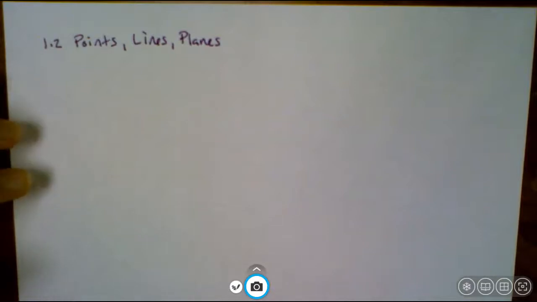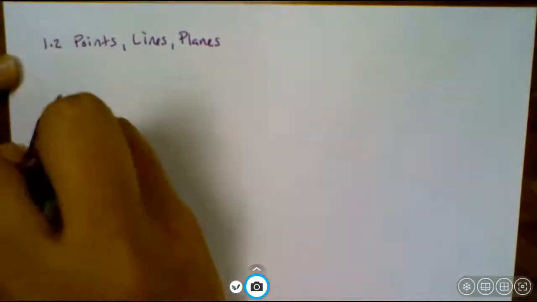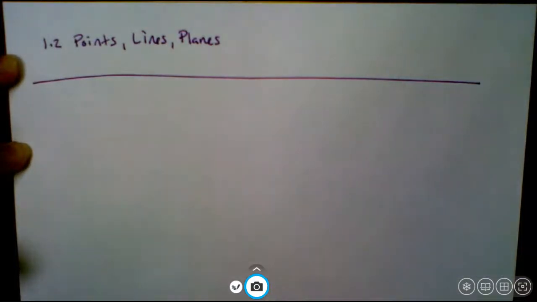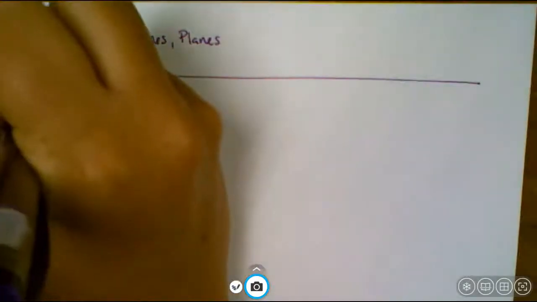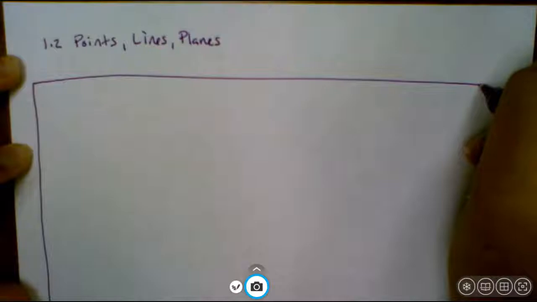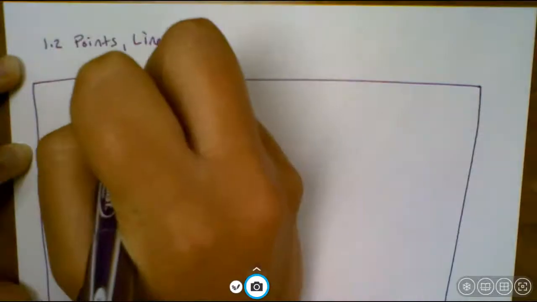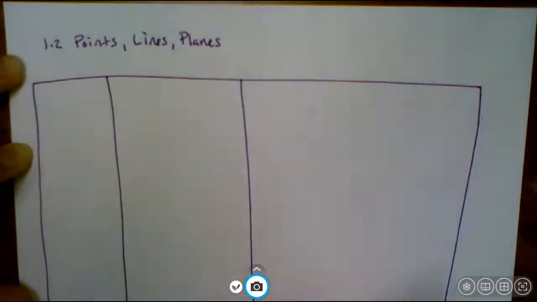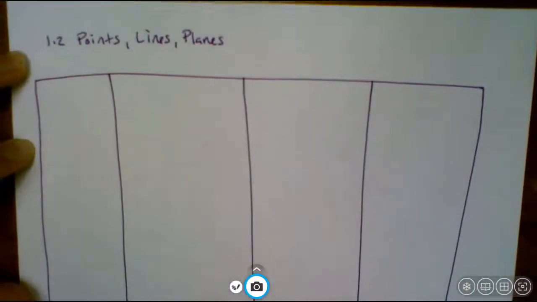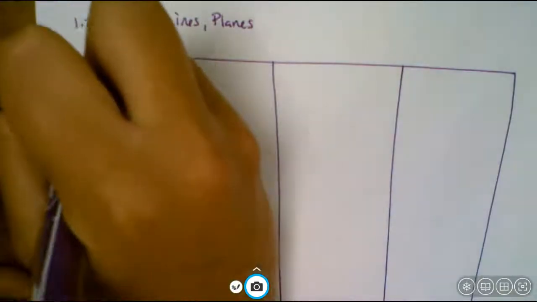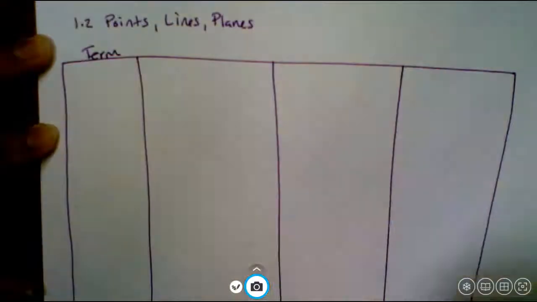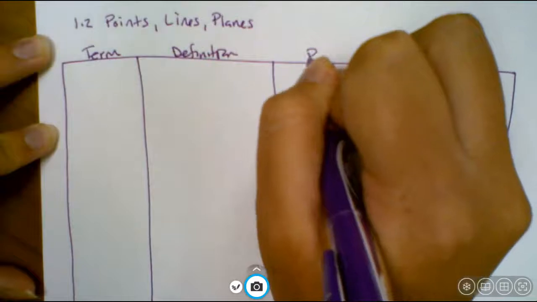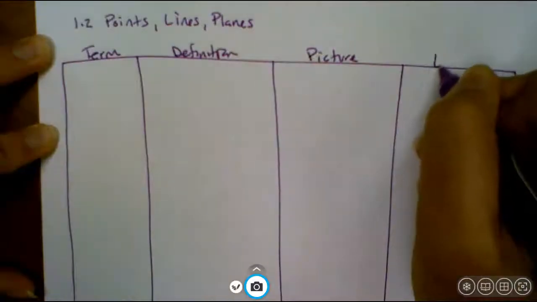So I'm going to make a table that is 4 wide and 1, 2, 3, 4, 5, 6 deep. So that it looks about like that. Okay, so the first one, we're going to have our term. We're going to then have our definition, our picture, and then how to label.